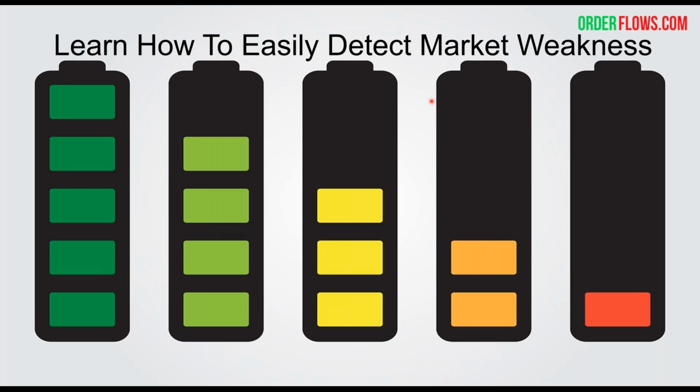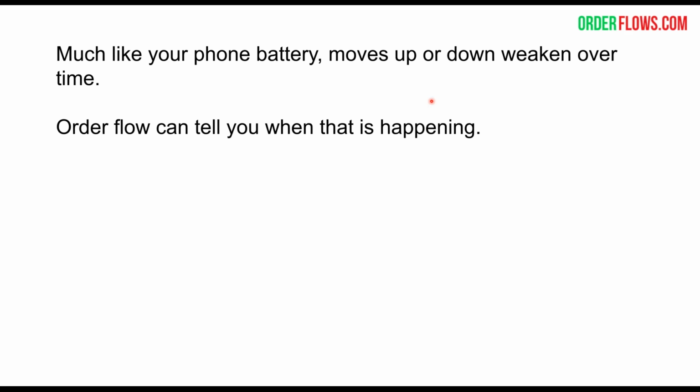So the second topic I want to talk about is detecting market weakness, okay? Like your phone battery, it weakens over time, right? Just like your phone, you leave it on your desk, whether you're using it or not, and the next thing you know, the battery is weak. Order flow can tell you when that's happening.